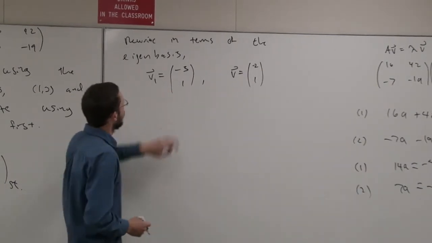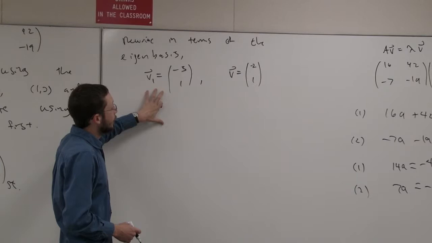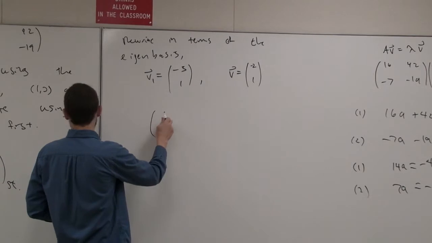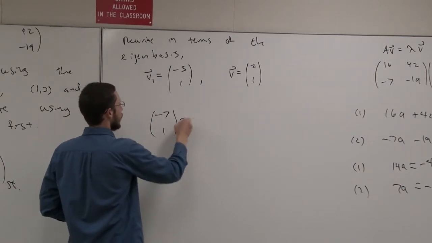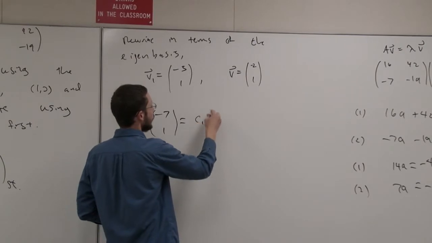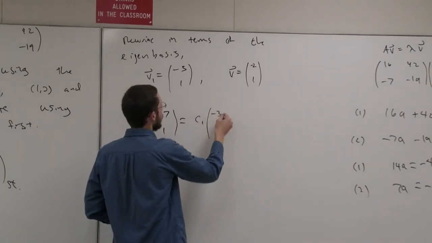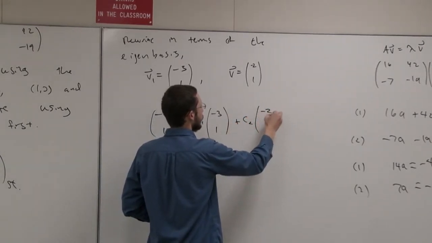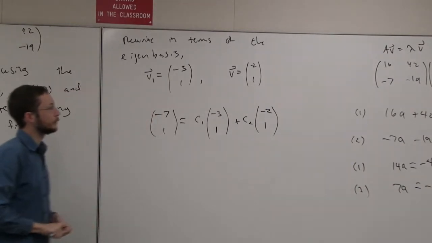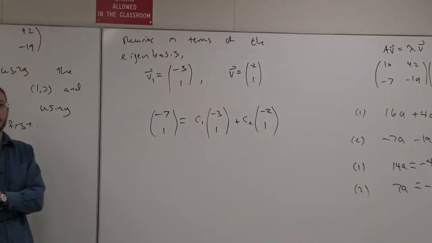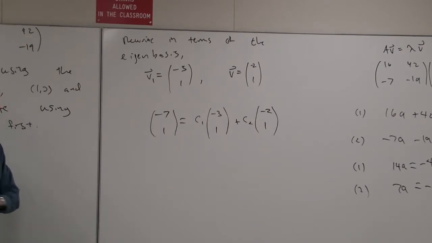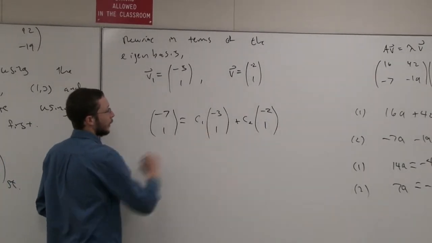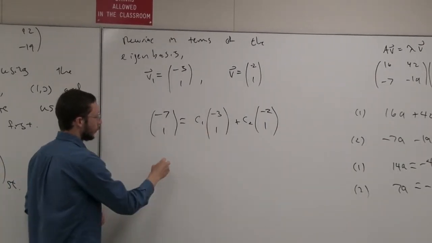So we've got this set of basis vectors, and we want to generate -7, 1 as a sum of these things. So C1 times V1 and C2 times V2. And so this ends up just being a simple matrix equation, right? I wish I hadn't written it in this order. I'm going to switch the order around, okay?